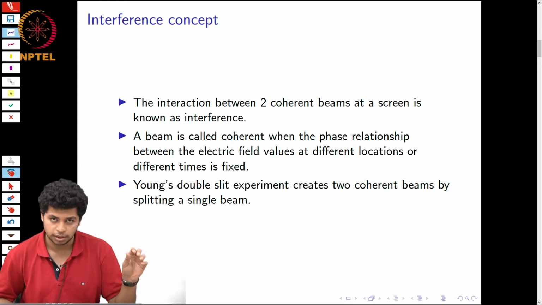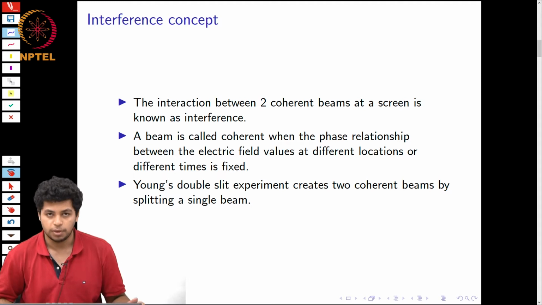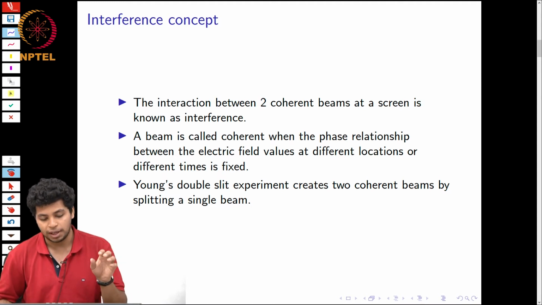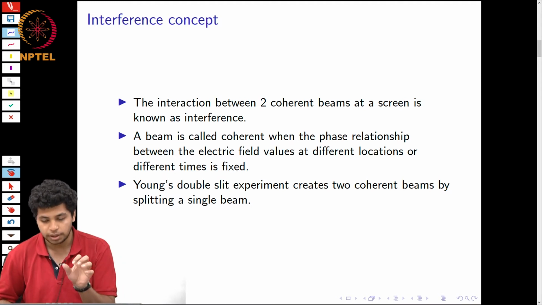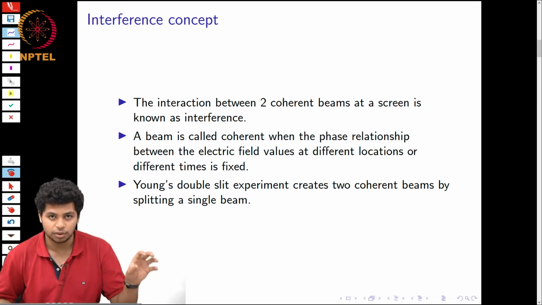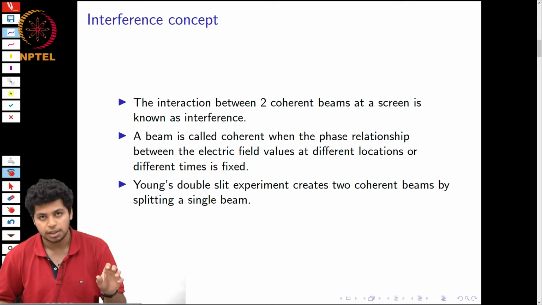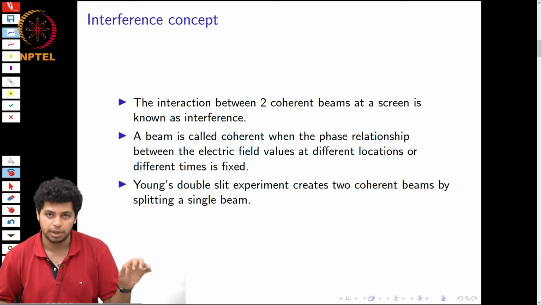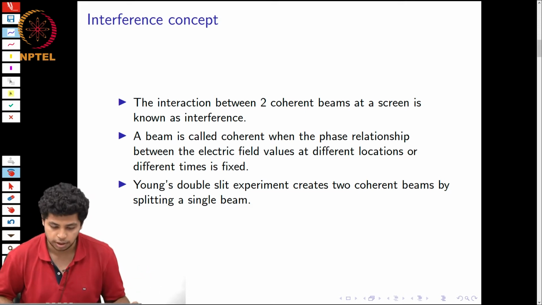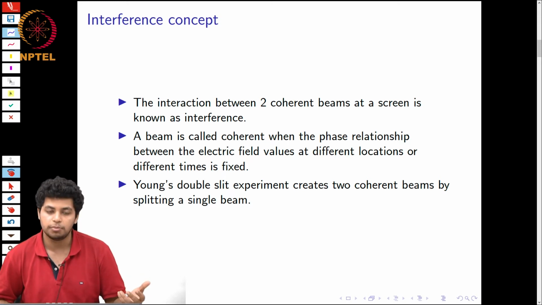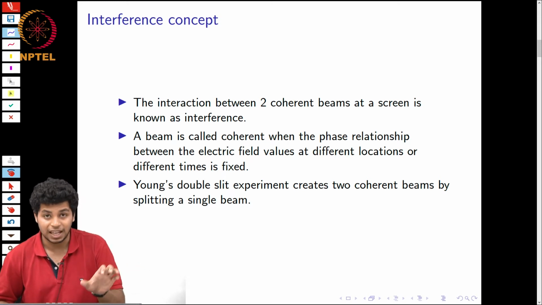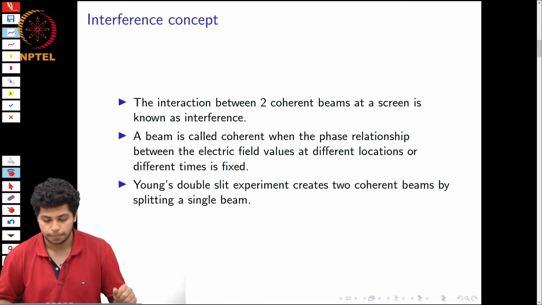Then it is called coherence, which basically means if the value of phase at two different locations has a tight correlation or has a fixed relationship, then the beams are coherent in space or are spatially coherent. If the phase relationship between the beams at different times for the same location has a tight correlation or has a fixed relationship, it is called temporal coherence.